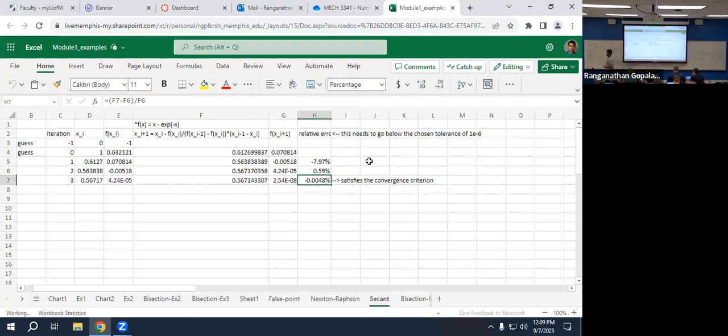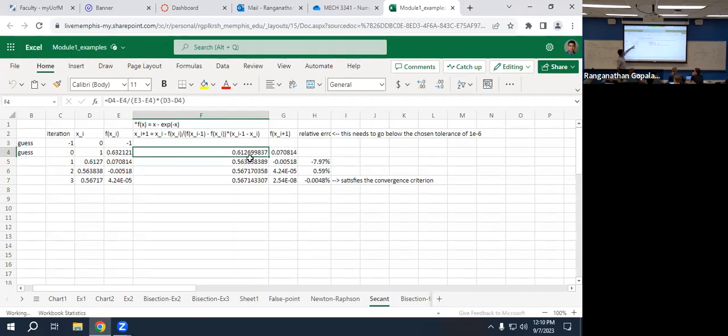So in the secant method, what is the next value of x? It is automatically calculated based on this formula, and this value is put right here, this value is put here. There is no judgment here. You just get what you get and you keep iterating until you meet your convergence criteria.